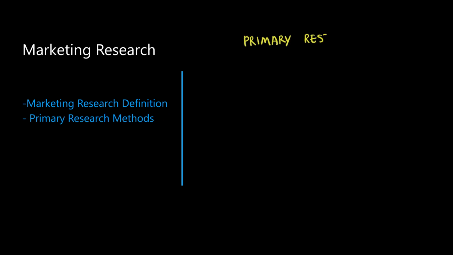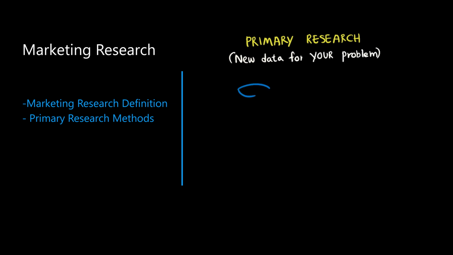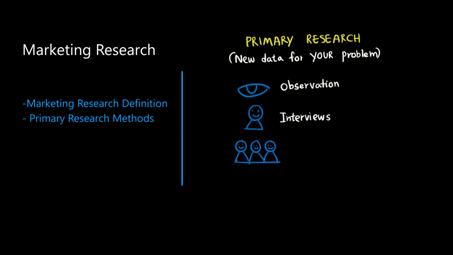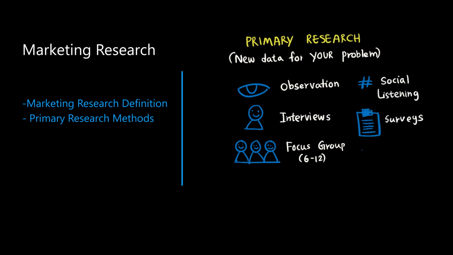Primary research gathers new data specifically for your current problem. Observation involves watching how customers behave, like tracking shopping patterns in stores. In-depth interviews explore individual perspectives deeply. Focus groups bring 6 to 12 people together for guided discussions. Social listening monitors online conversations about your brand. Surveys collect standardized responses from many people. Experiments test cause and effect relationships, like A/B testing different website designs.